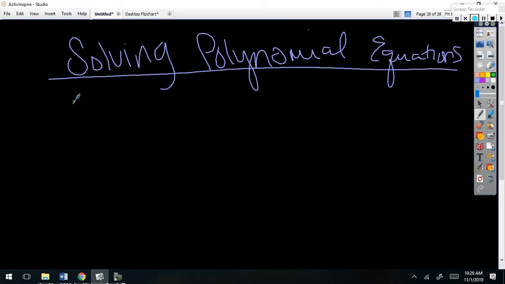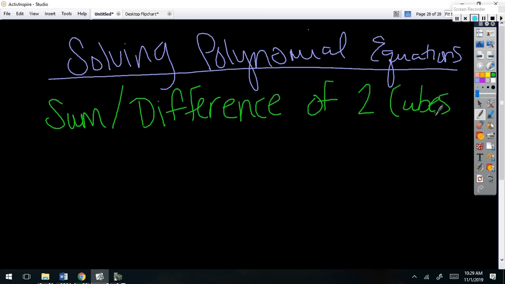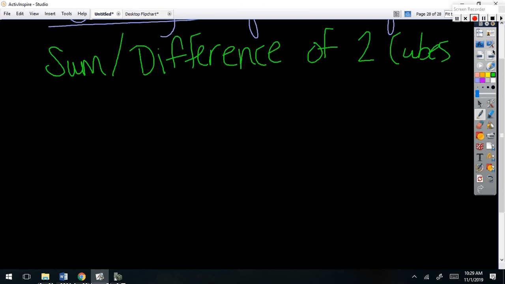So the first pattern I want to show you is actually, I'm calling it 2, but it's really just 1. It has the same pattern here. Sum and difference of 2 cubes. And it's hardest for students to see this because when we have a difference of 2 squares, it factors so differently than the 2 cubes, and this comes out to be so long, but you just have to kind of work with it.